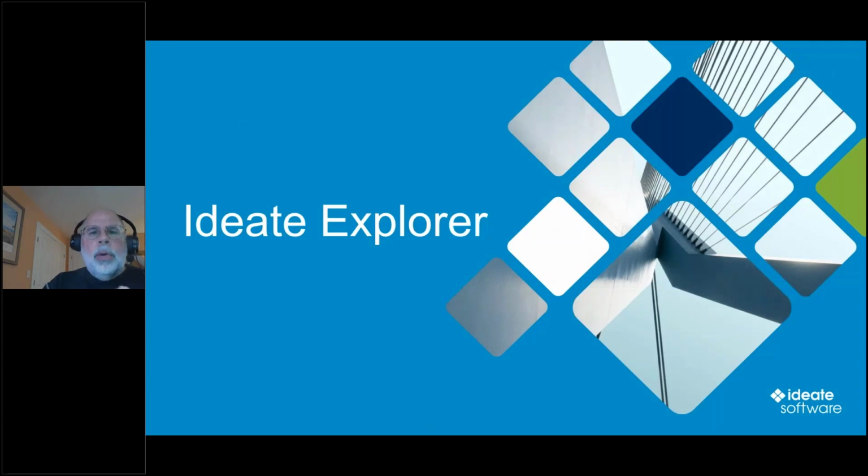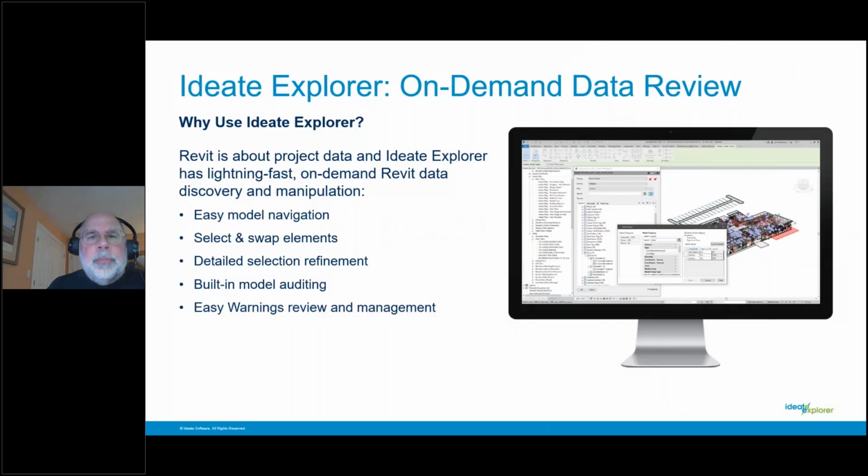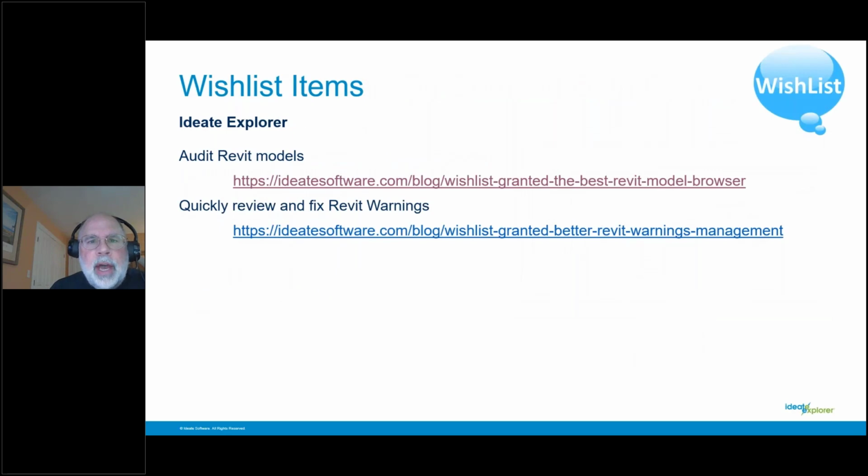Okay, now we're going to move on to another solution from Ideate Software called Ideate Explorer. Ideate Explorer is our model browser. It allows you to understand every single element in your Revit project. So it's showing you all instances, it's allowing you to select and swap elements, and it has a built-in warnings management system. So if you look at the wish list items here, one of them was the request to audit Revit models and the request to quickly review and fix warnings.